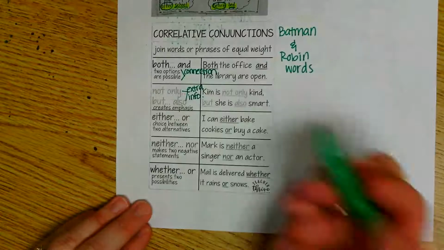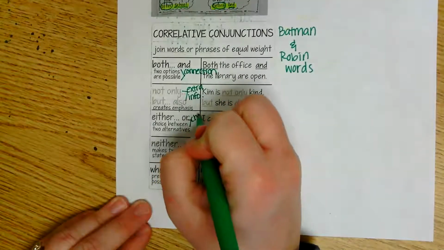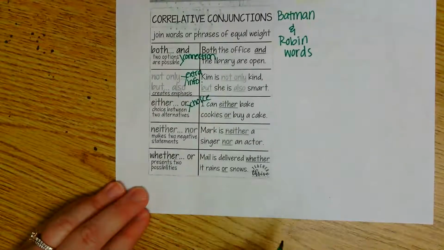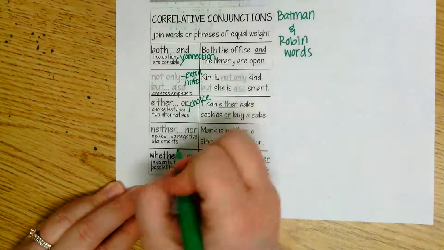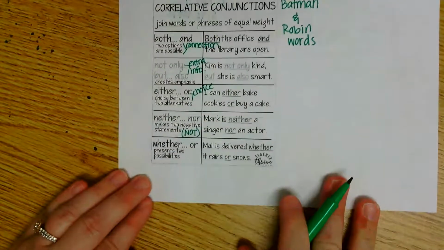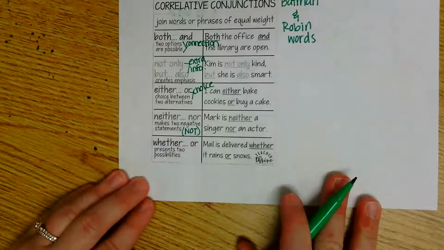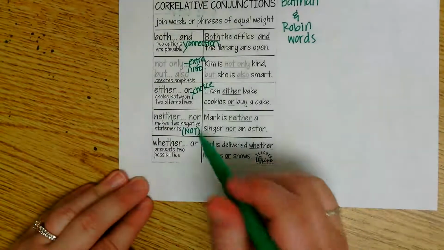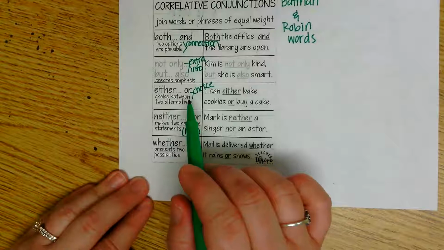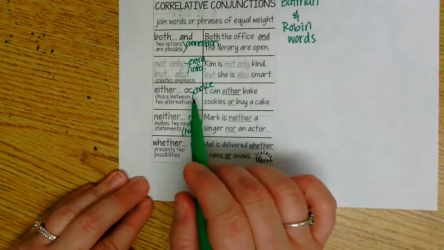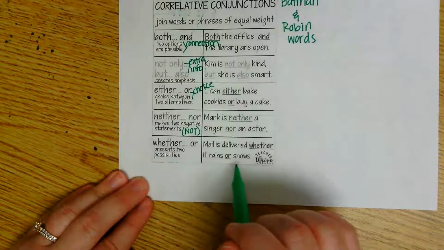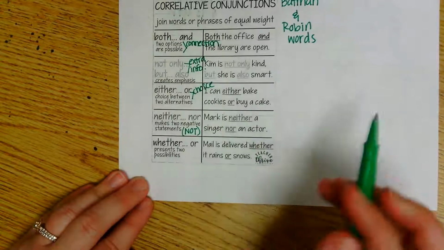When you see either or, this means that a choice has been given. Neither nor, so makes two negative statements. Neither nor is like using that word not. And then whether or is where you're presented with two possibilities. So whether or and either or are very similar to one another. Obviously, they both have or, but either or is a choice where it has to be one or the other. Whether or is, yes, there are choices, but one of them will happen, and usually they're positive choices.